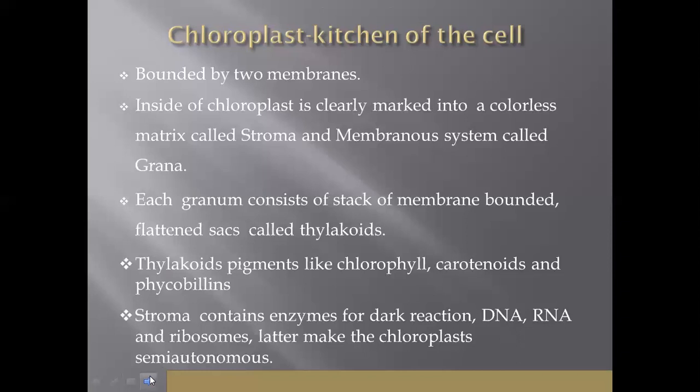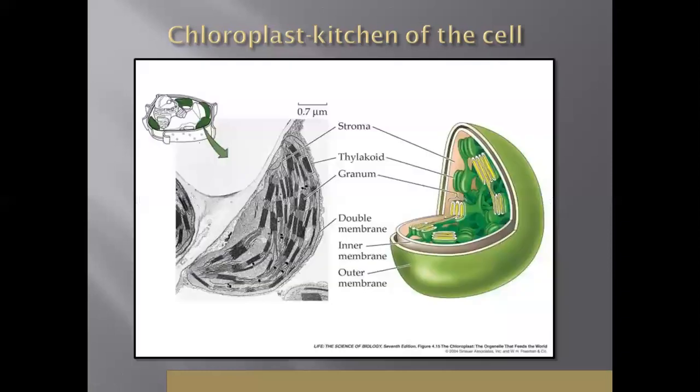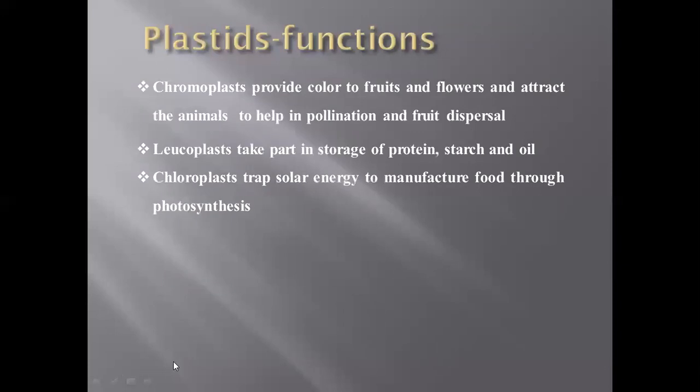As I told you, the chloroplast contains its own DNA and RNA. That's why this is also known as a semi-autonomous organelle. Here you can see in this diagram the two membranes, and the plain matrix is the stroma. The coin-like structures are known as thylakoids and the stack is known as a granum, right?